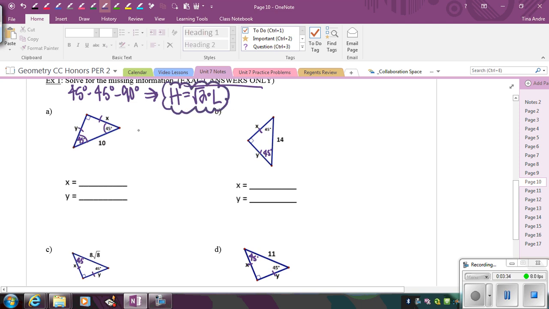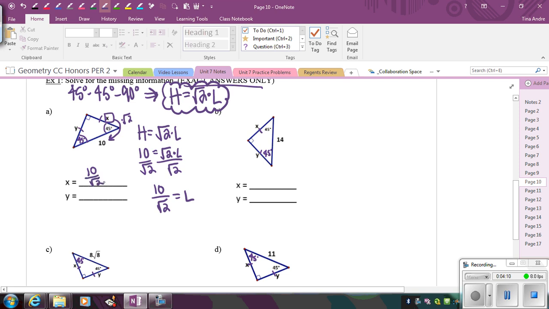So let's go ahead and write that out. Hypotenuse equals radical 2 times the leg. The hypotenuse is 10, and the legs are equal. To get to the hypotenuse, it's times radical 2. So 10 equals radical 2 times the leg. We want to find the leg, so divide both sides by radical 2, and you end up with 10 over radical 2 equals the leg. So this would be an acceptable answer.